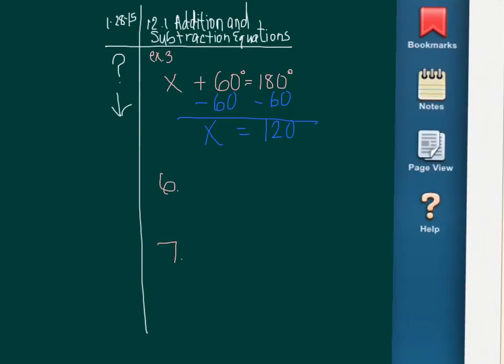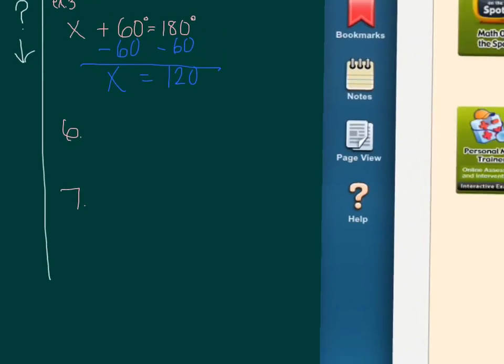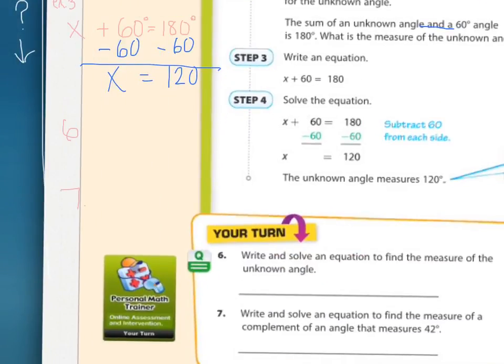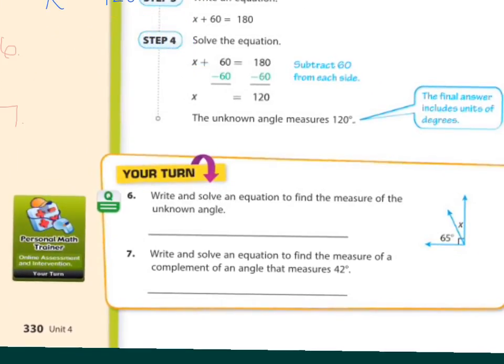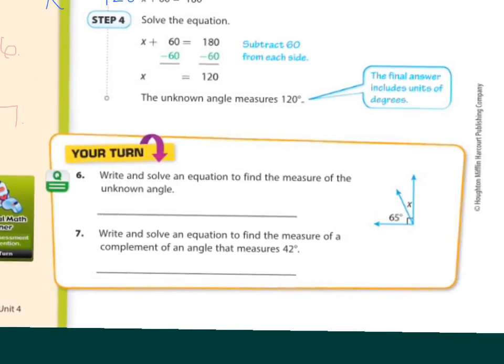All right, let's look at what number 6 says. Number 6, write an equation to find the measure of the unknown angle. Okay, so what do you remember about these kinds of angles? This is called a right angle. So if I add this angle plus this angle, that has to equal, well, how many degrees? 90 degrees.